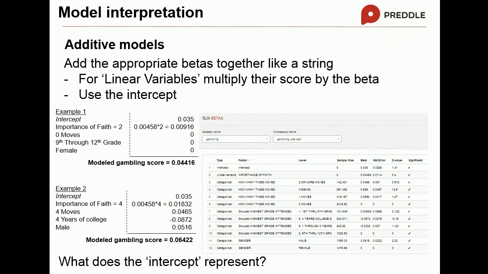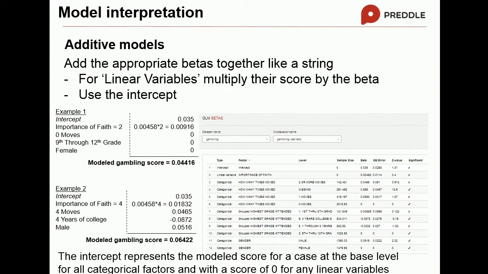So you may be wondering, what does this intercept represent? Why do we need it? Well, remember from the first example that most of the predictors were at the base level, so the betas were 0. Imagine if all the predictors were at the base levels, and the linear predictors had value 0. The intercept would be the only non-zero value left. You still need a predicted value for this person though. Therefore, the intercept is the modeled score for a case at the base level for all categorical factors and with a score of 0 for any linear variables.